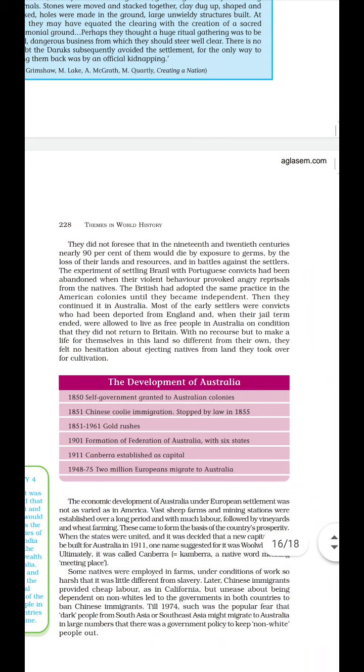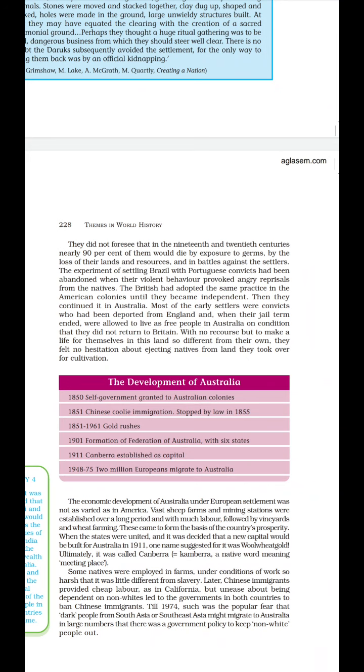Clear? And you could see that the experiment of settling Brazil with Portuguese convicts had also been abandoned or proved a failure, as when you lose everything, definitely you will get angry and become out of control, right? So the natives became violent towards them as they lost 90% of their land. The British adopted the same practice in the American colonies until they became independent. So the same policies they adopted or continued in Australia also.